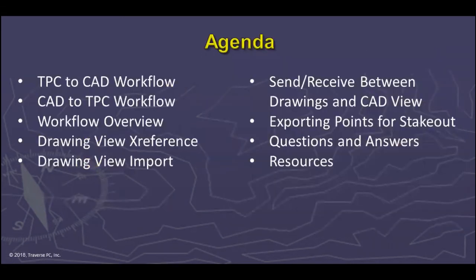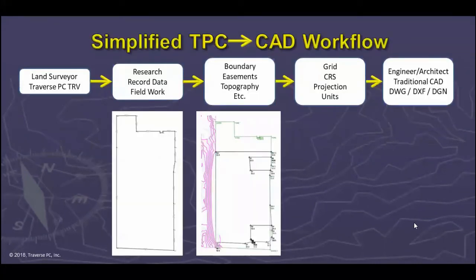We'll be starting by taking a look at a couple of simplified workflows, Traverse PC to CAD, CAD to Traverse PC, and then we'll take a look at the overall workflow. Then we'll dig into the specifics. We'll look at the different tools that can help you work with CAD files and make sure that you get what you need and you're able to provide what you need to provide. Then we'll take a look at exporting points for Stakeout or other needs, and then we'll do questions and answers and take a look at resources. So let's take a look at the workflows.